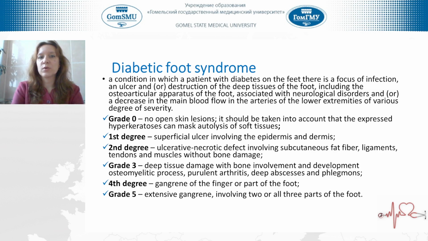First degree: superficial ulcer involving the epidermis and dermis. Second degree: ulcer or necrotic defect involving subcutaneous fat, ligaments, tendons, and muscle without bone damage. Grade 3: deep tissue damage with bone involvement and development of an osteomyelitis process, purulent arthritis, possible phlegmon or abscesses. Fourth grade: gangrene of a finger or part of the foot. And the last: extensive gangrene involving two or all three parts of the foot.